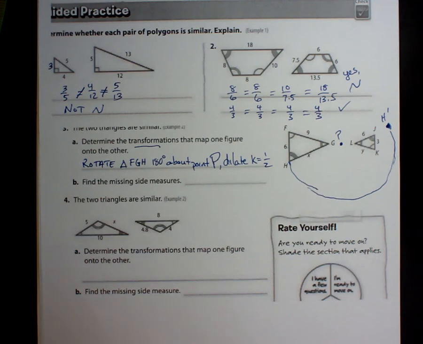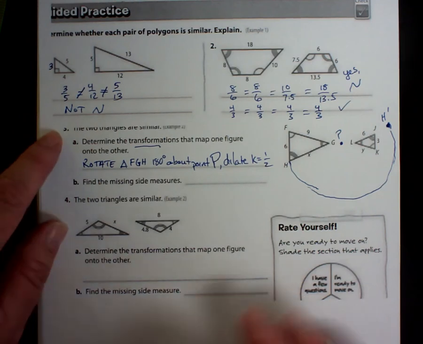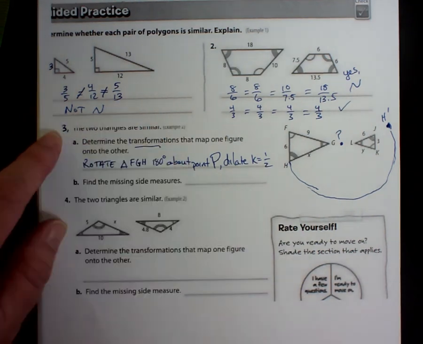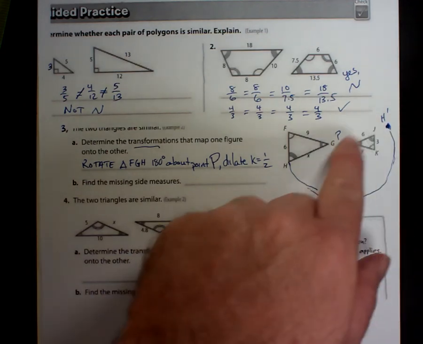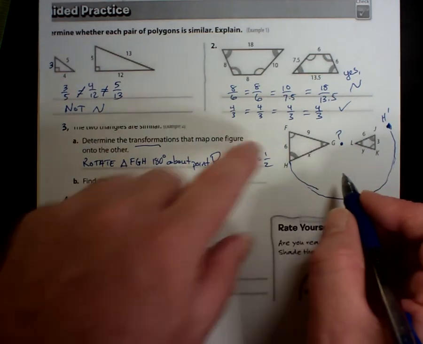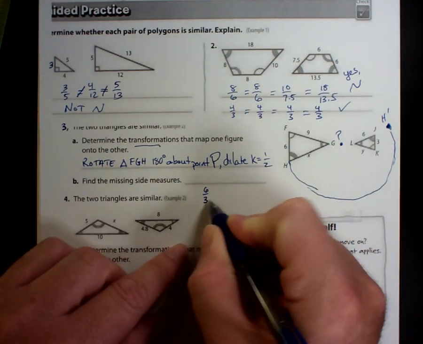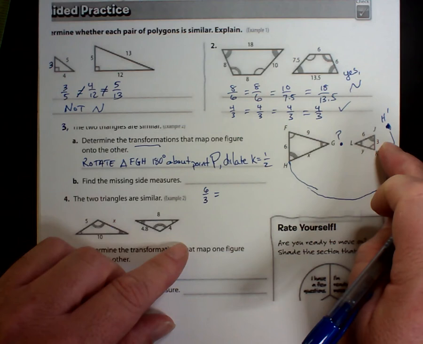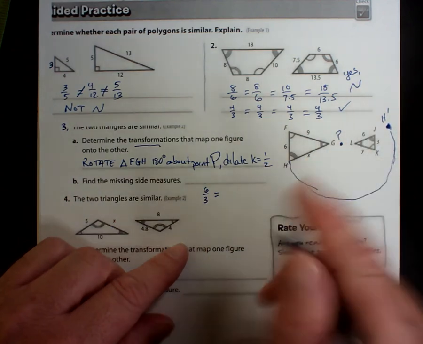And I apologize. I know I'm going a little bit fast, but I wanted to get through the whole thing. We're almost done, actually. This is problem 3. And we already determined the rotation and dilation to get you over here. The missing side measures are a little trickier. Let's match them up. It's 6 over 3, this x goes with that. So we're going large to small.